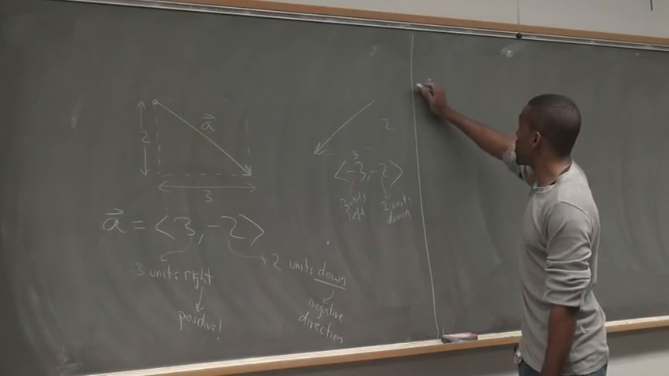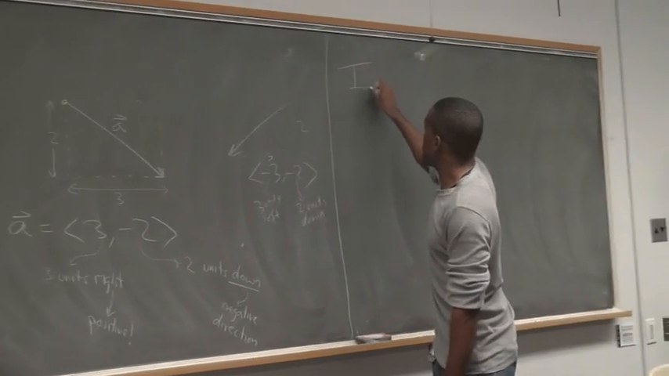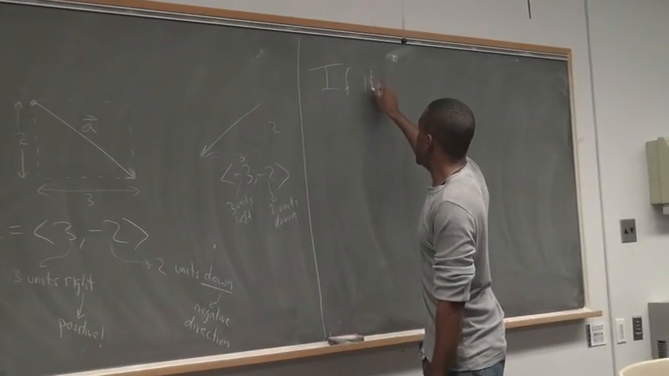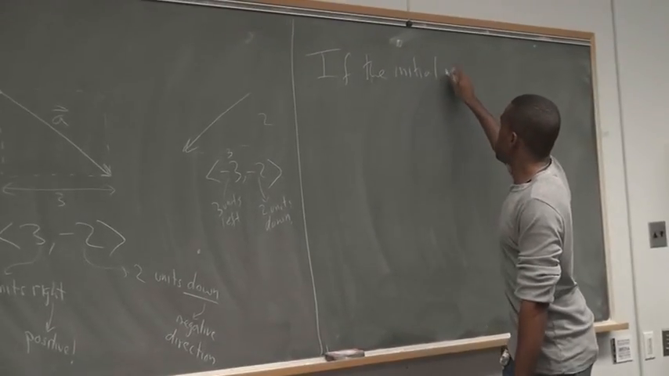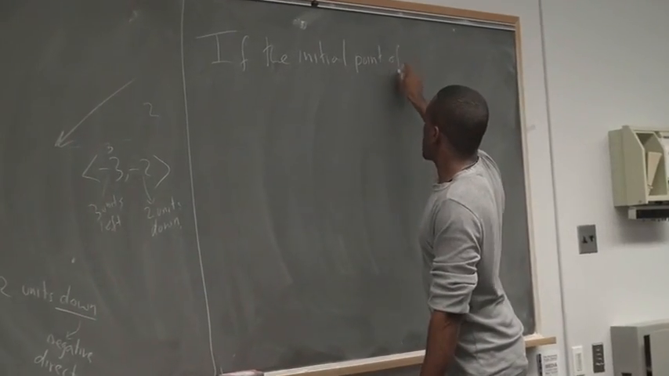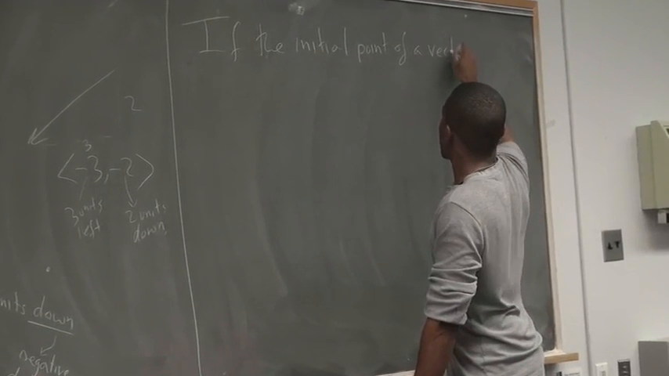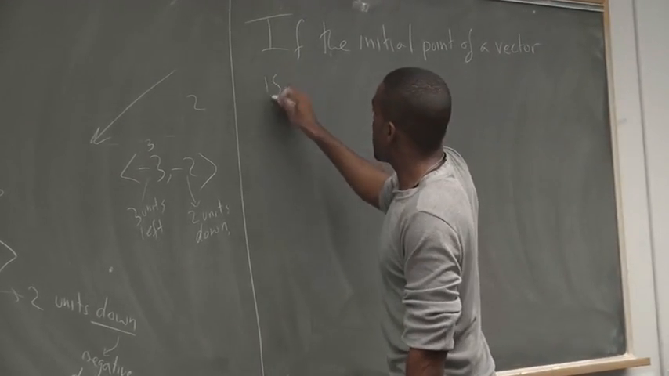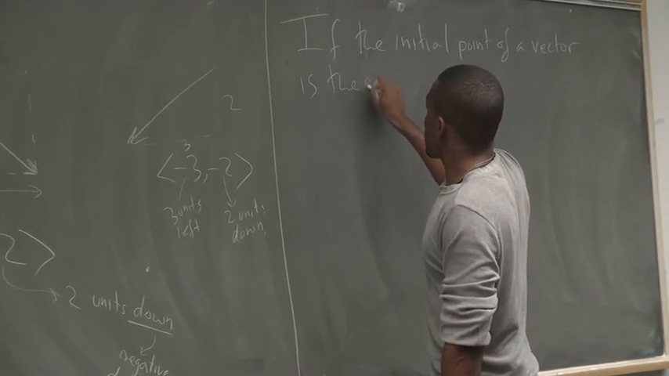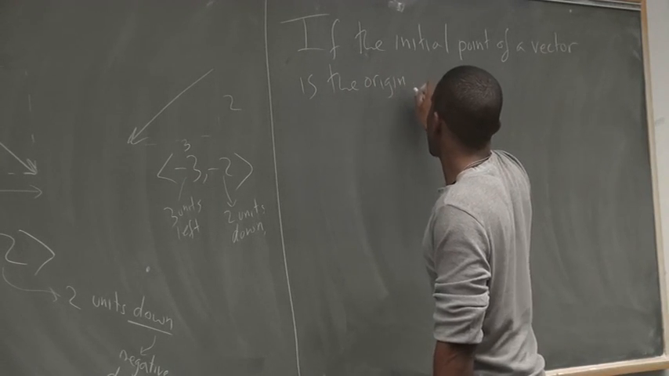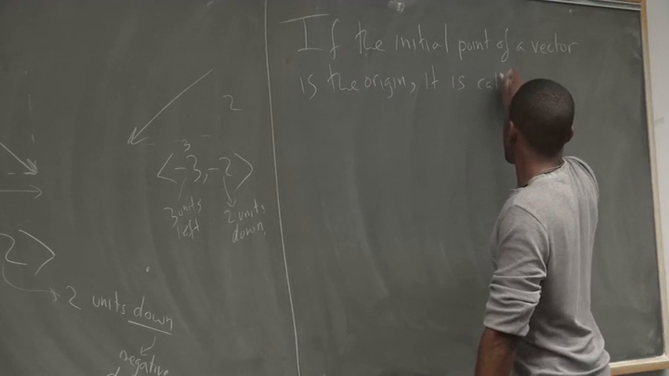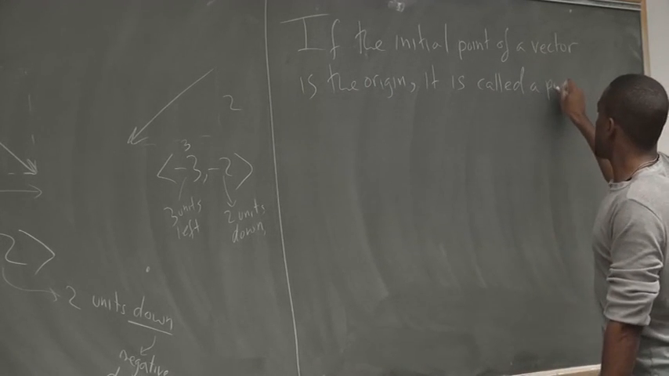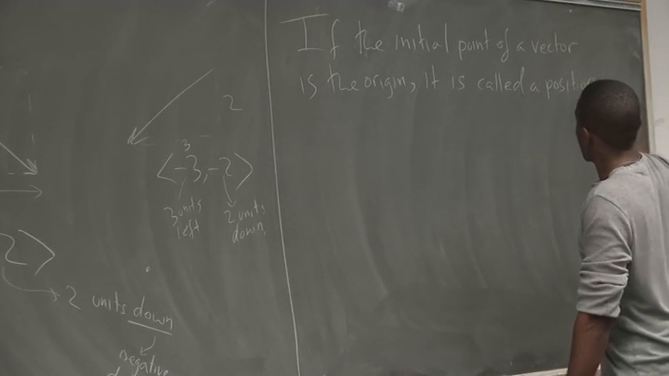There are some vectors that we like fixed at a particular location. Those are called position vectors. If the initial point of a vector is the origin, it is called a position vector.